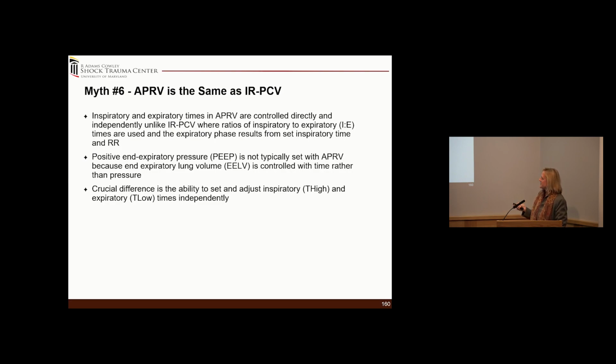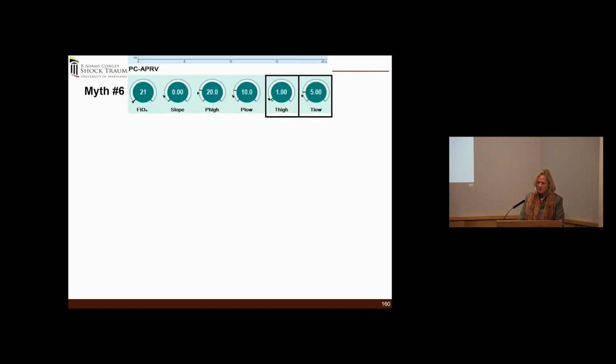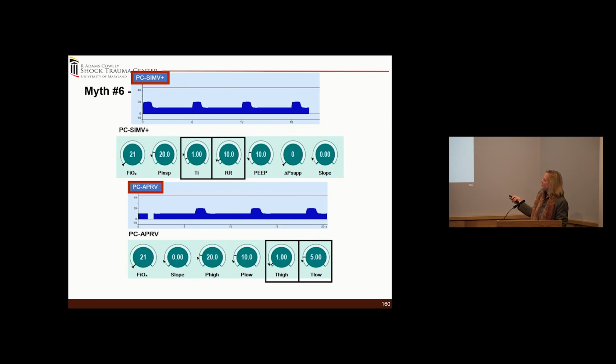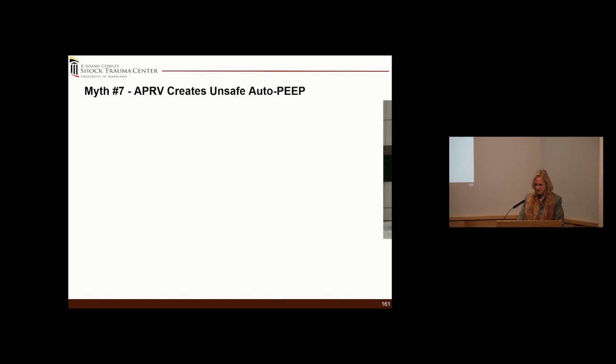PEEP is not typically set with APRV, as you saw, because time is the controller rather than pressure, and the crucial difference again is to set these independently. So if you look at the difference here, I can set my inspiratory time and my rate, and I can set a T high at 1 second and a T low at 5 seconds, and they look identical. But the most important thing is I can adjust this to 75%, where I cannot adjust my PEEP or my release phase here to 75%.